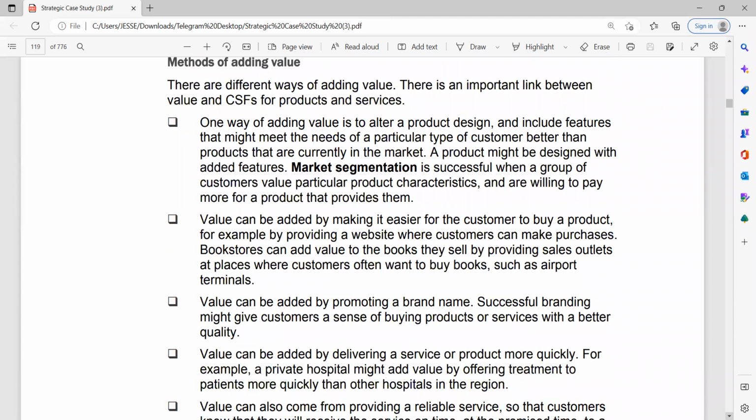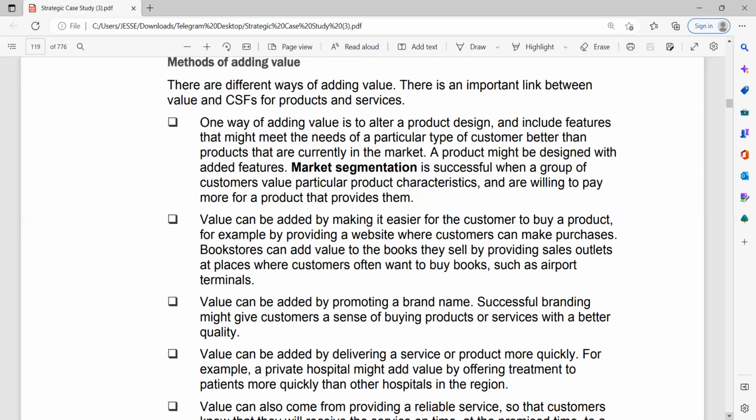Now let's move on to methods of adding value. What are the methods of adding value? There are different ways of adding value. Right? There's an important link between value and critical success factors for products and services. Now, one way of adding value is to alter a product design and include features that might meet the needs of a particular type of customer. So that's one way of adding value.